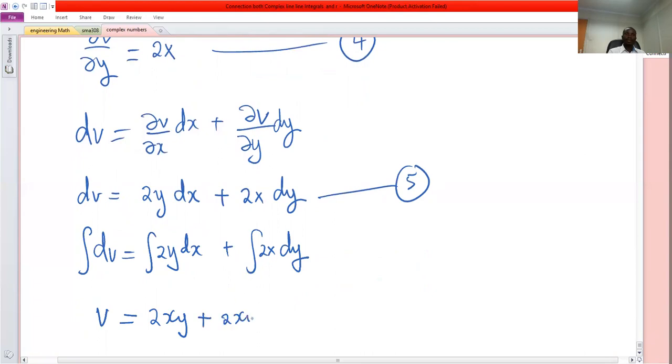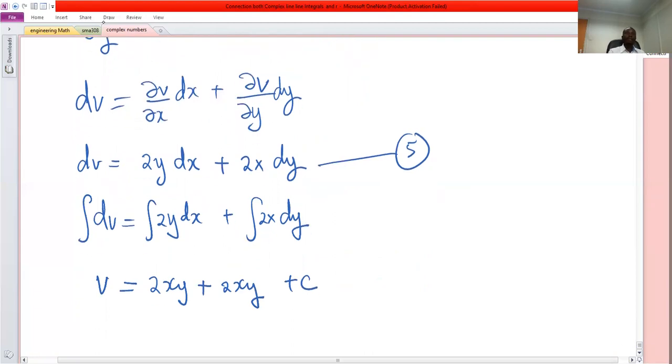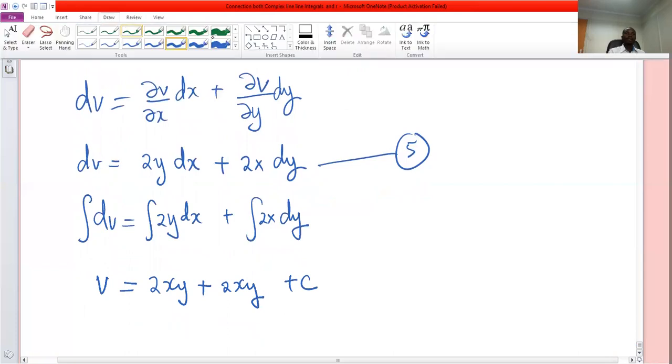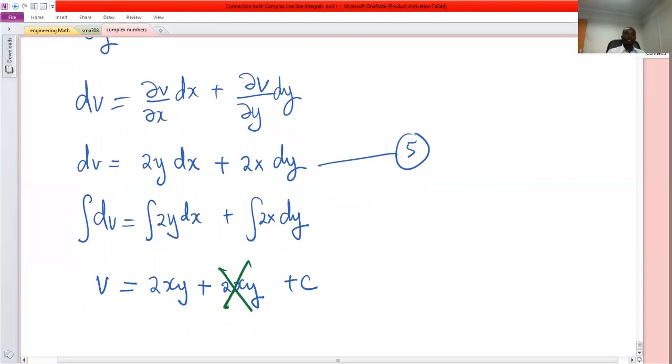plus 2xy plus c. Because we have repeated terms, just pick one, so delete one. Therefore, v of x, y is 2xy plus c.